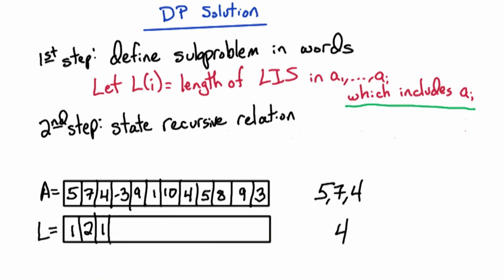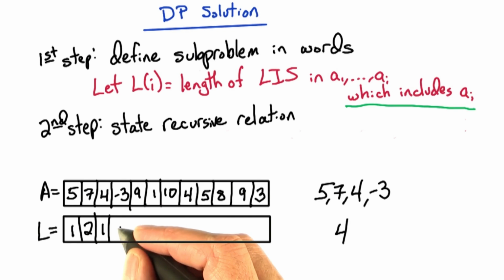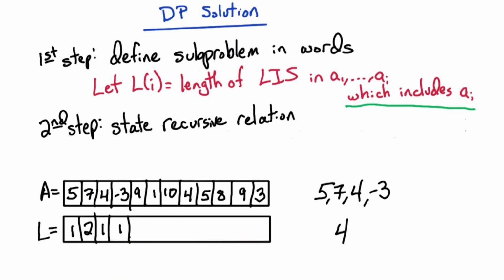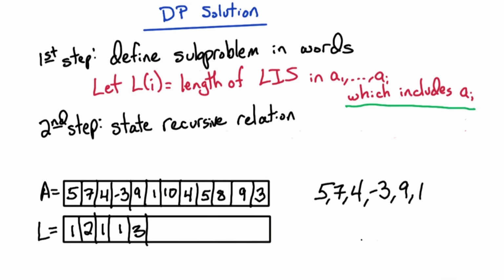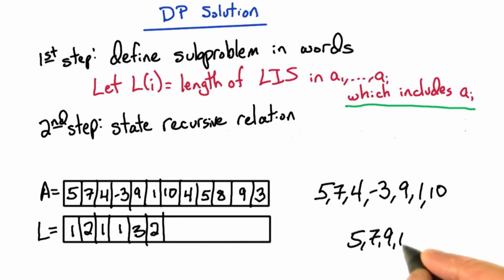Recall in our earlier definition of L, this entry was 3. Once again, for I equals 4, L of 4 is 1 because of minus 3 itself. For I equals 5, now the length is 3 from 5, 7, 9. For I equals 6, the length is 2 from minus 3, 1. For I equals 7, the length is 4 from 5, 7, 9, 10.